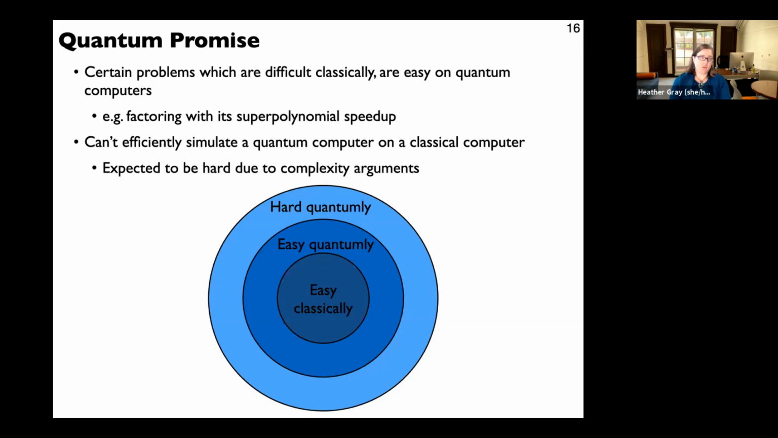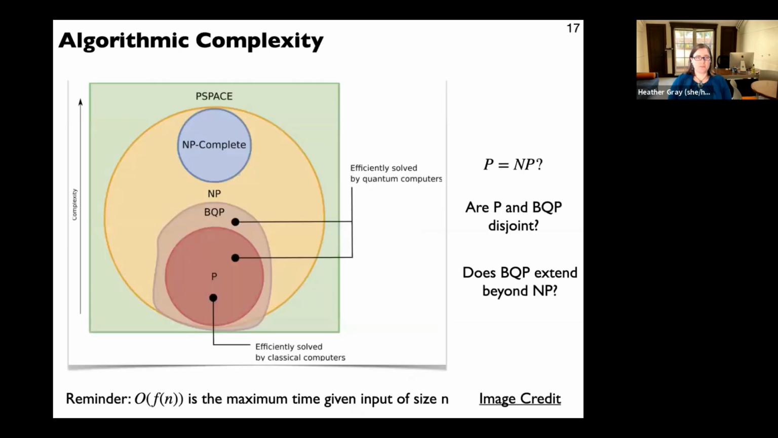One of the examples we'll come back to a little bit later is factoring with its super polynomial speed up. Another one, which we talked a bit about yesterday, is the fact that you cannot efficiently simulate a quantum computer on a classical computer. It's expected to be hard due to complexity objects. Here's a simple sketch of how to think about it: we hope that all the algorithms that are easy classically might be easy quantumly, and then we also have algorithms which are hard classically but easy quantumly. So it's really expanding what we're able to do.